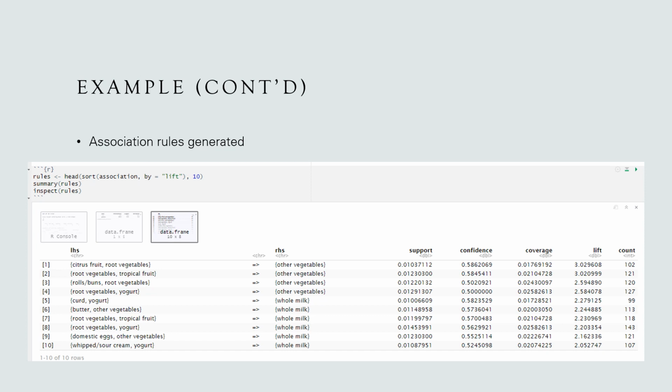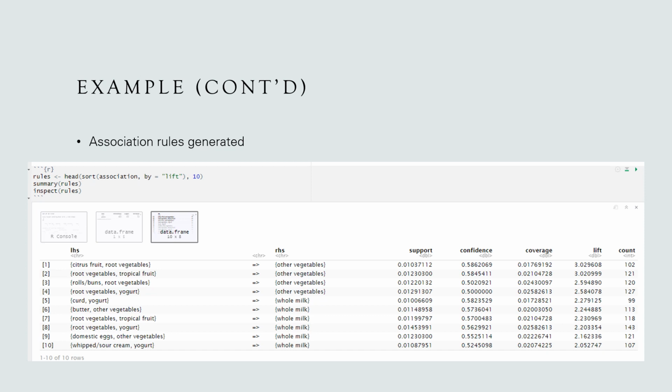Coverage, I know we didn't touch on this, but it essentially tells you if the rule is applicable to a large portion of the data set. So do these 3 items permeate across most of the data in the transactions? That's what coverage is, and lift I mentioned, 3 times more likely. Count is just the total number of times those 3 items show up together in a purchase. And then we could go through it.